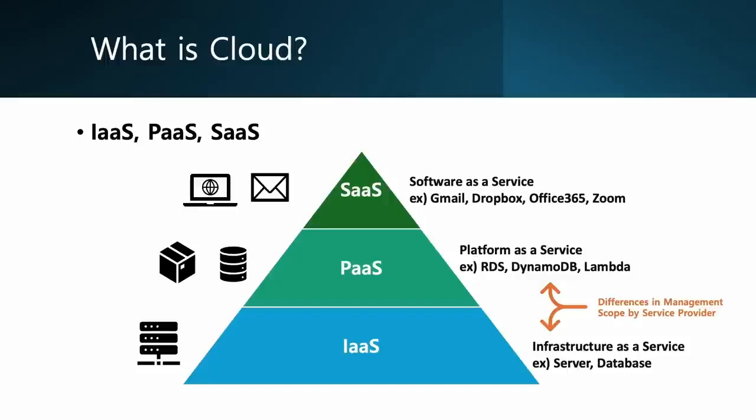SaaS is the highest level of virtualization. Virtualization here means virtualizing the software itself. Users get everything they need to run their application from the cloud provider. Users simply use the application and manage their data. For example, SaaS solutions such as Gmail or Office 365 are services that users can use through a web browser without separate installation or setup.